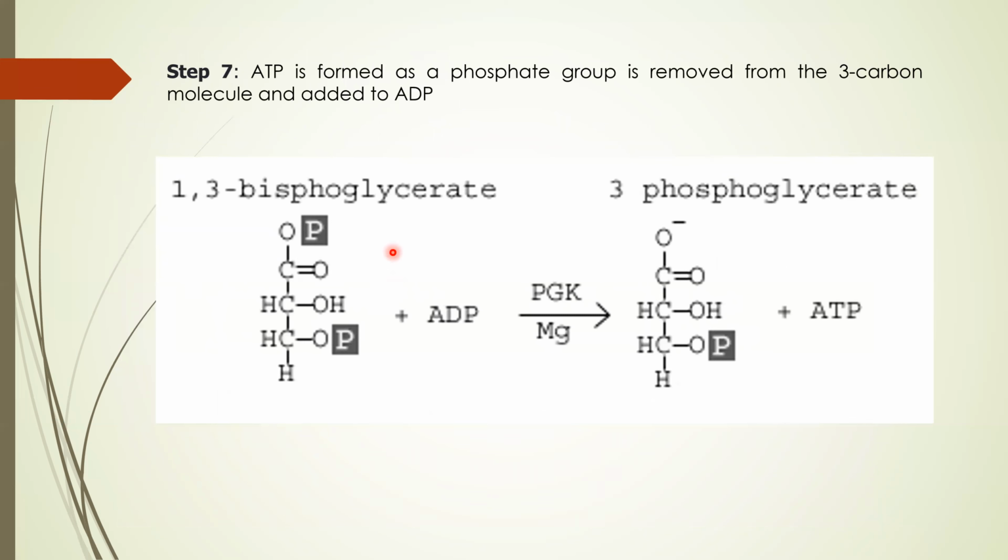Now the seventh step is where ATP is formed as a phosphate group is removed from the three carbon molecule and added to the ADP. So here 1,3-bisphosphoglycerate is giving one phosphate group to the ADP, and we will get 3-phosphoglycerate, and there is a production of ATP. So from this we are starting the synthesis of ATP. This is the first ATP molecule which is formed in glycolysis. Here you can see this is the phosphoglycerate kinase enzyme, and again this is the magnesium one, and this is the production of ATP.